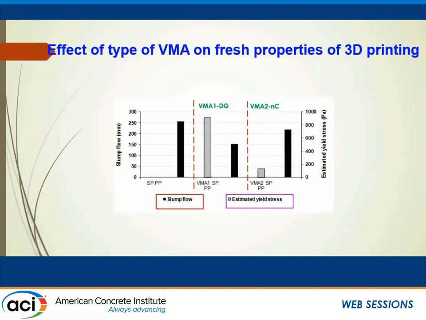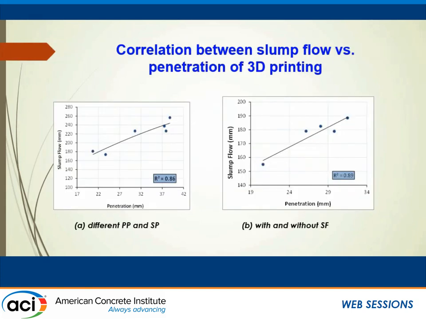Now this is also the estimated yield stress when using different types of VME. As I said, it's very important to select the proper type of VME you are going to use in order to keep your extrudability over time. The opening time is very important, and the type is very important, affecting the fresh and rheological properties of 3D printing.